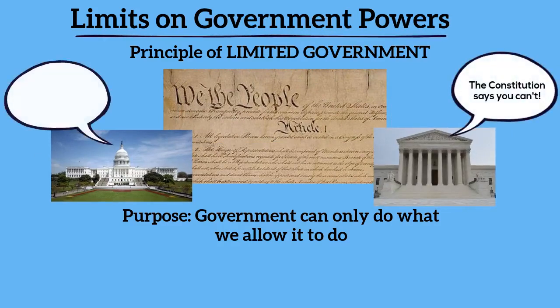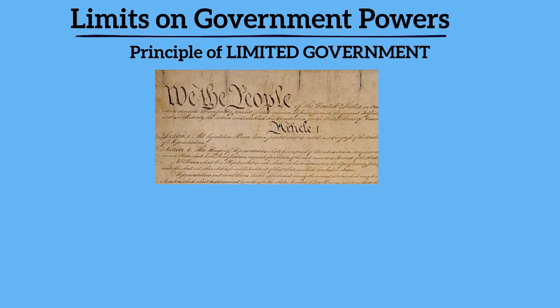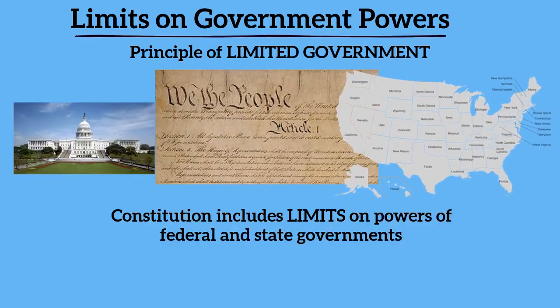This means that the government can only do what the people allow it to do, as you learned at the start of this video. The powers and responsibilities of the federal or national government and state governments are outlined in the Constitution. But as someone famous once said, with great power comes great responsibility, and we need to have limits on our powers. So the Constitution also includes limits on the powers of the federal and state governments. It says what each level of government may, and just as important, may not do.